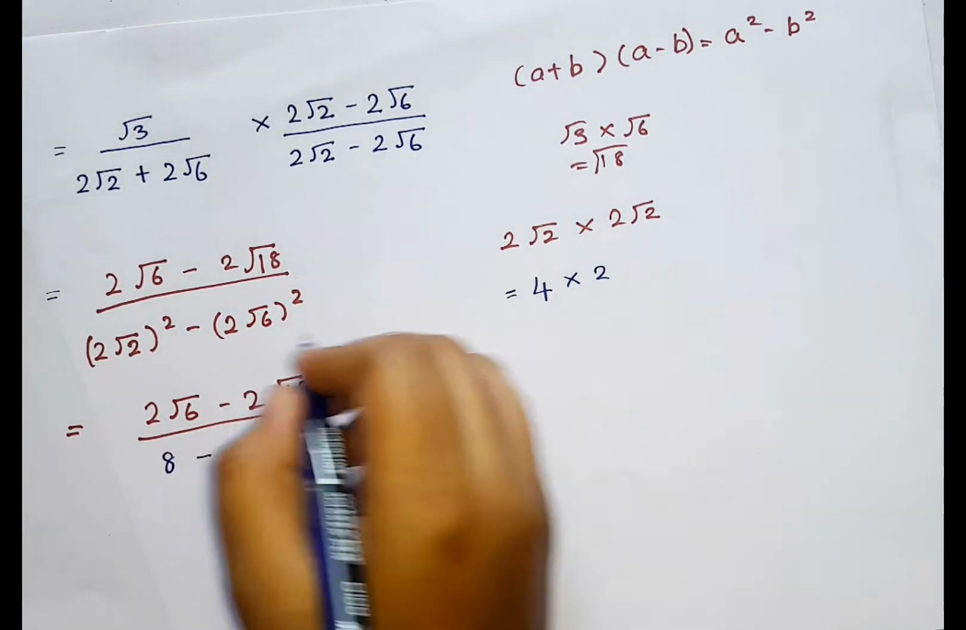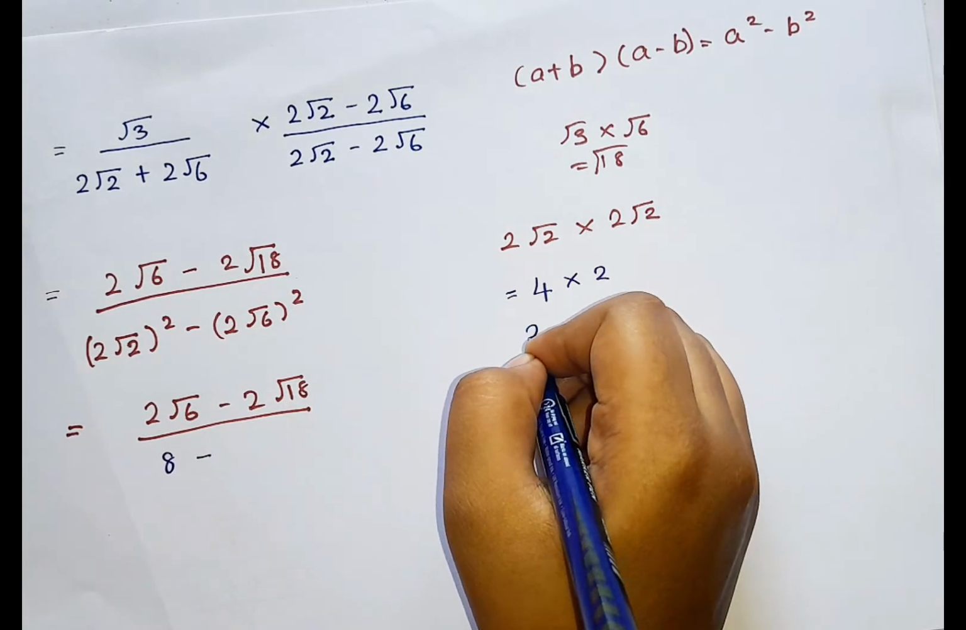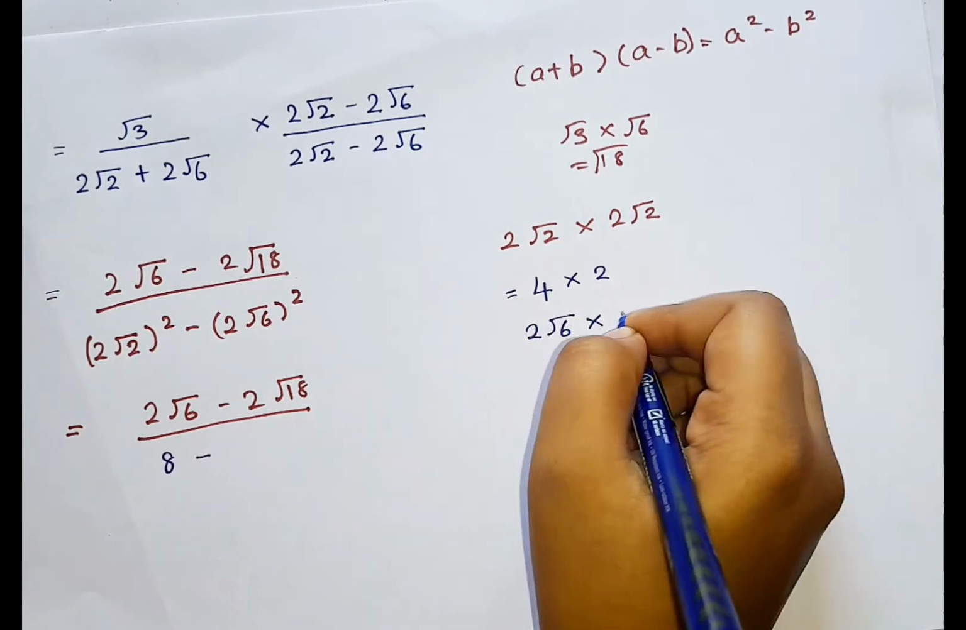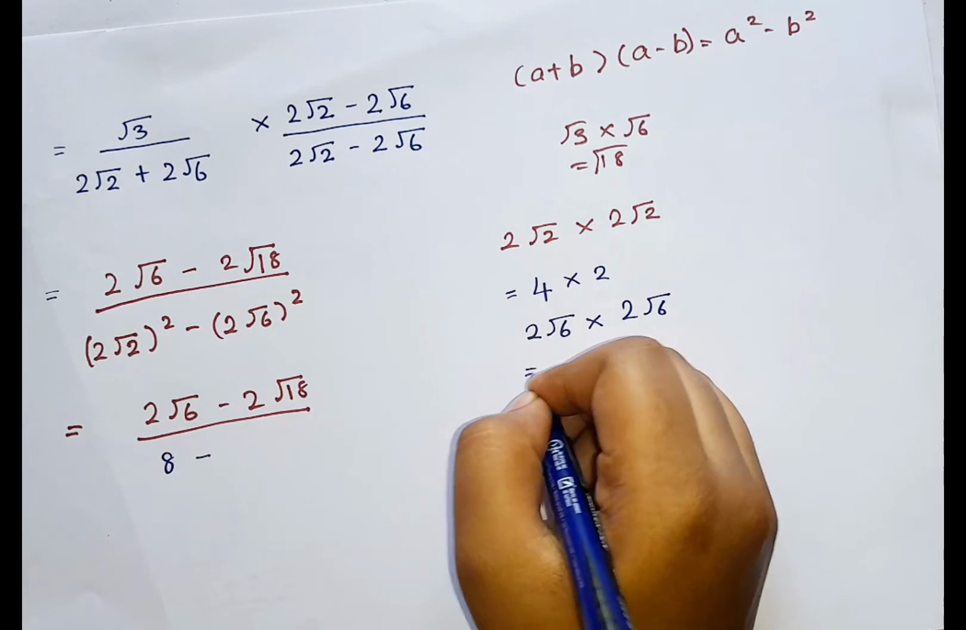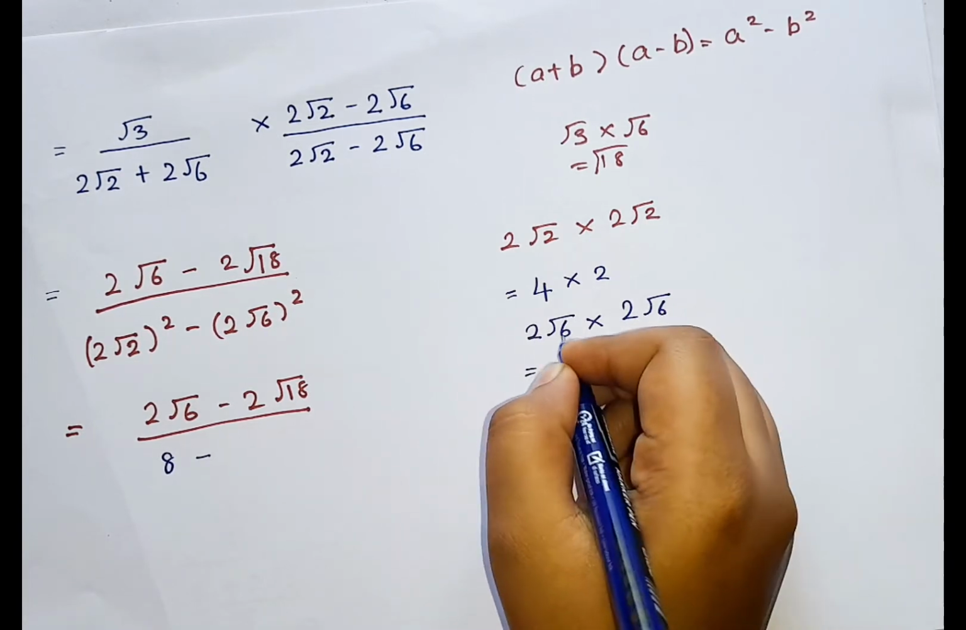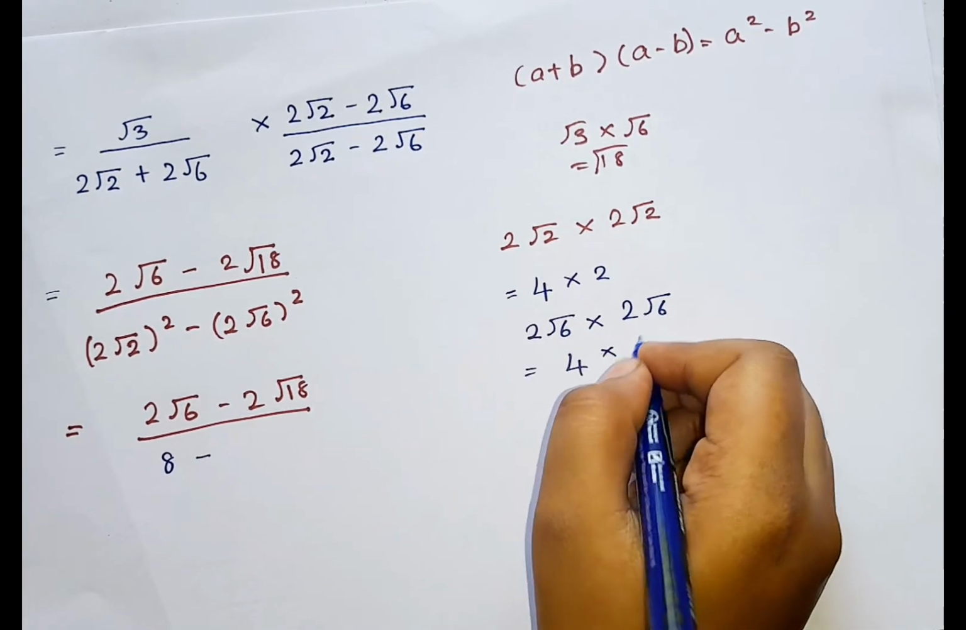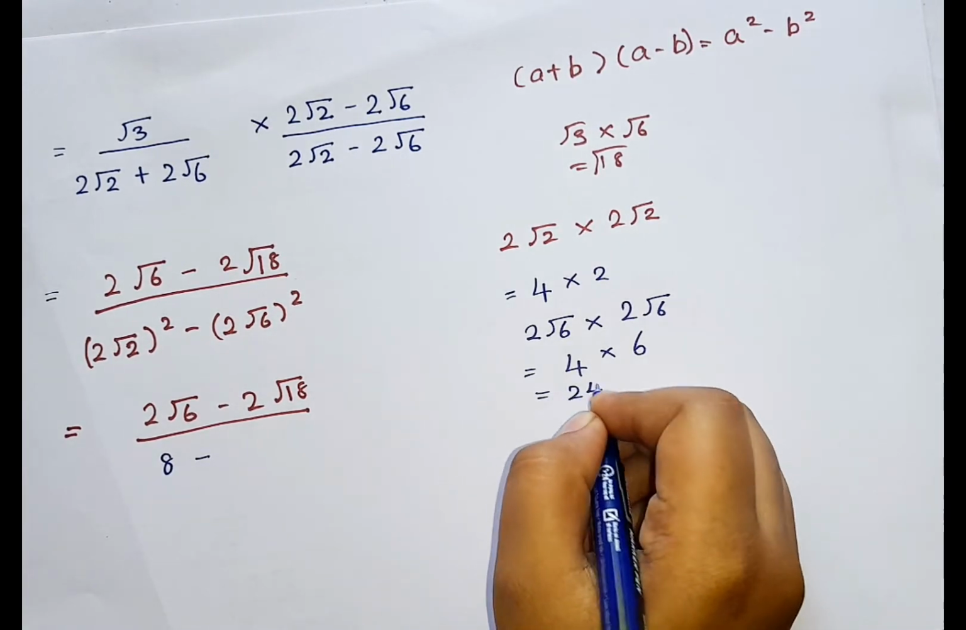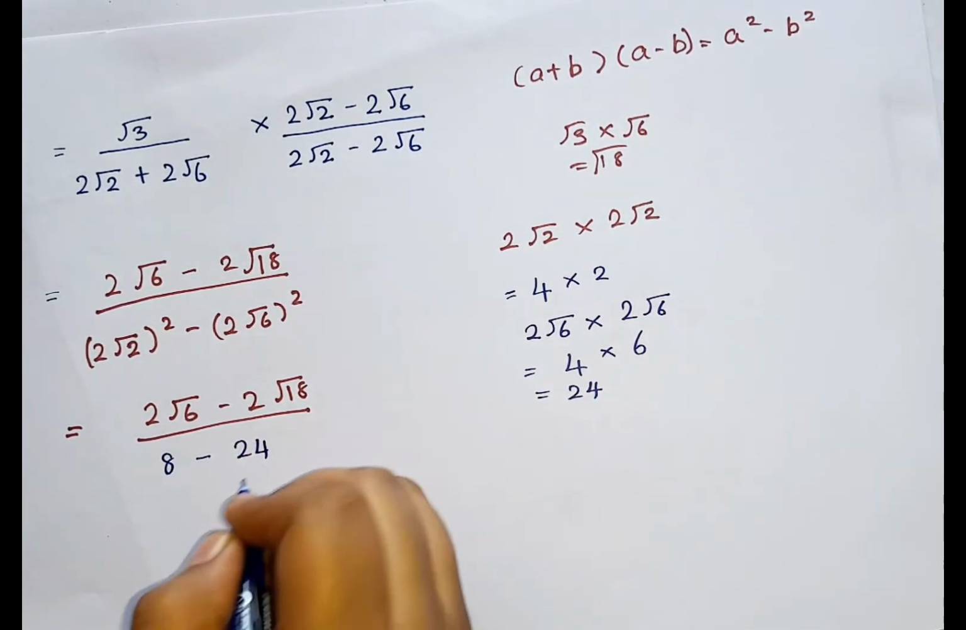And then minus, here also we have something like this. So 2 root 6 into 2 root 6. So 2 2s are 4 into root 6 into root 6 is 6. 6 4s are 24. So 24.